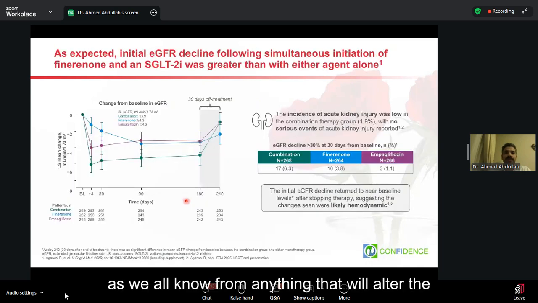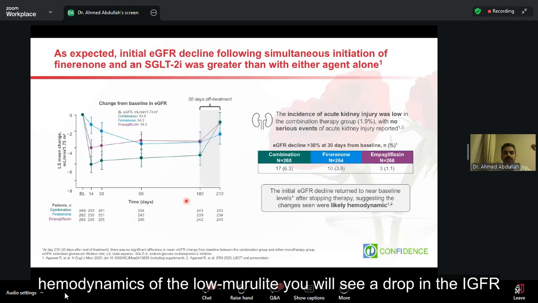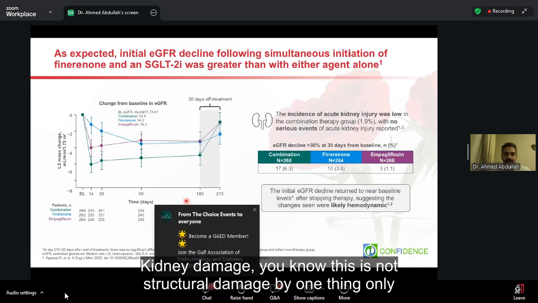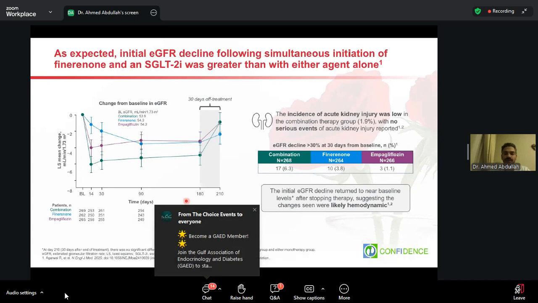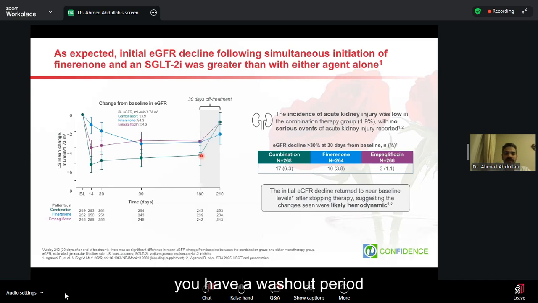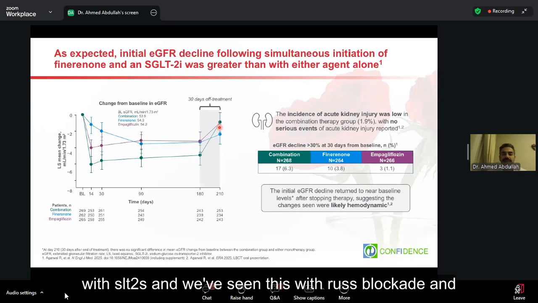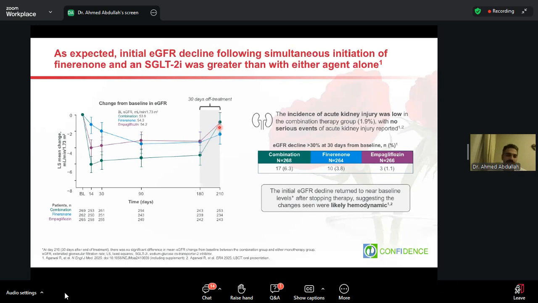Now, as we all know, with anything that will alter the hemodynamics of the glomeruli, you will see a drop in the eGFR. And this is not kidney damage, this is not structural damage. How do we know? Once you stop the medication, 30 days off, in the washout period, it goes back to where it was. So this is not acute kidney injury. This is not damage to the organelles. This is simply a hemodynamic effect. We've seen this with SGLT2s, and we've seen this with RAS blockade. And so this for us is not alarming.